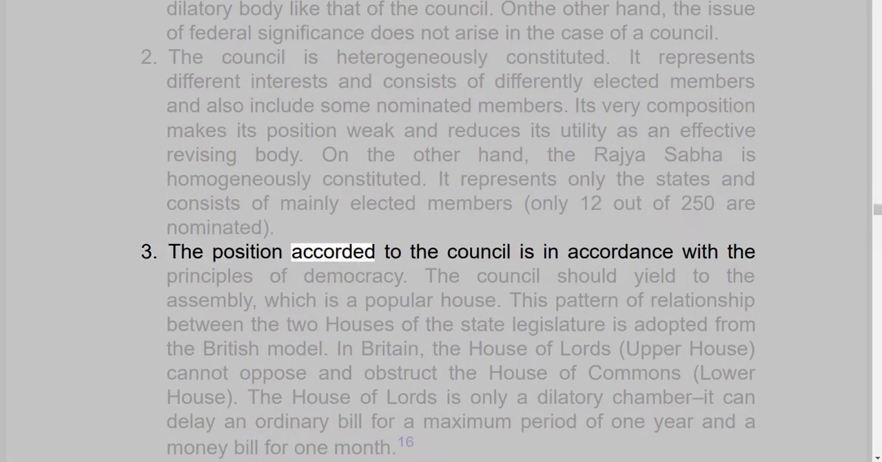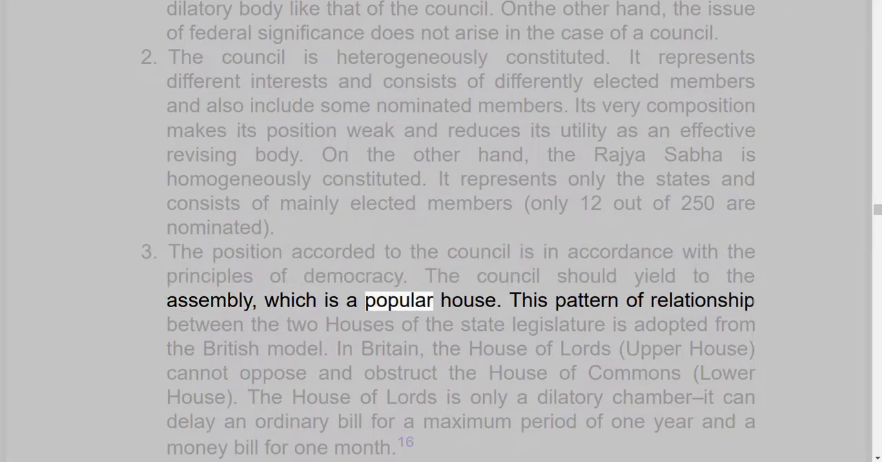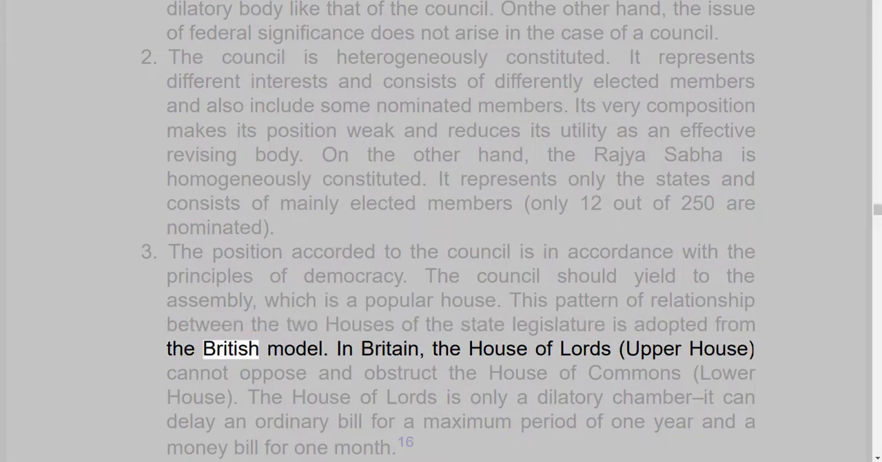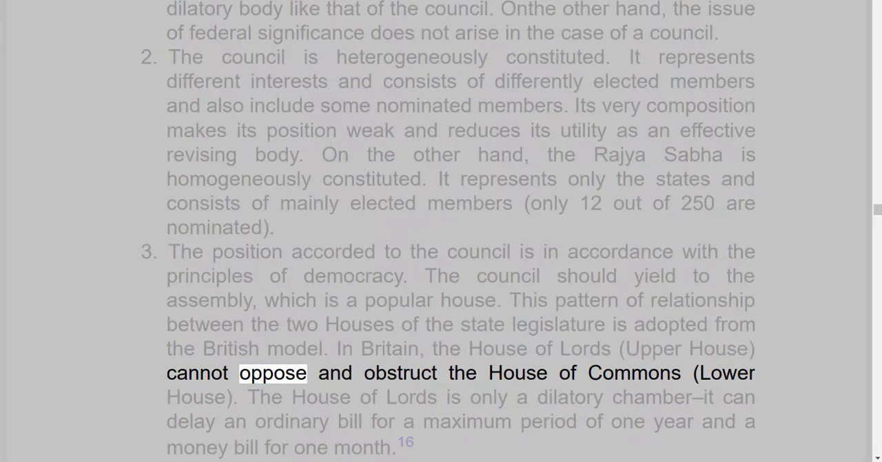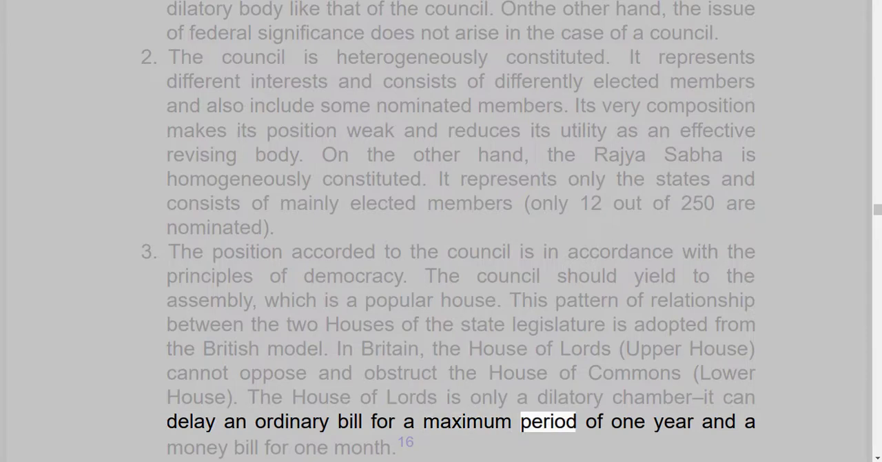3. The position accorded to the Council is in accordance with the principles of democracy. The Council should yield to the Assembly, which is a popular house. This pattern of relationship between the two houses of the state legislature is adopted from the British model. In Britain, the House of Lords, the upper house, cannot oppose and obstruct the House of Commons, the lower house. The House of Lords is only a dilatory chamber. It can delay an ordinary bill for a maximum period of 1 year and a money bill for 1 month.